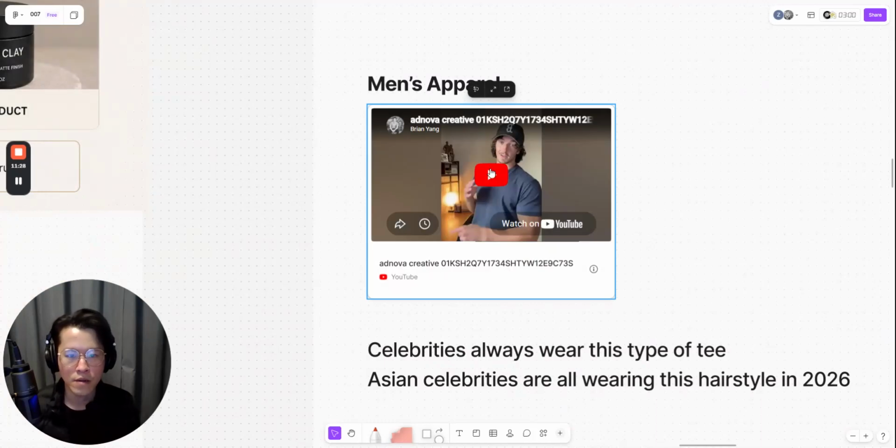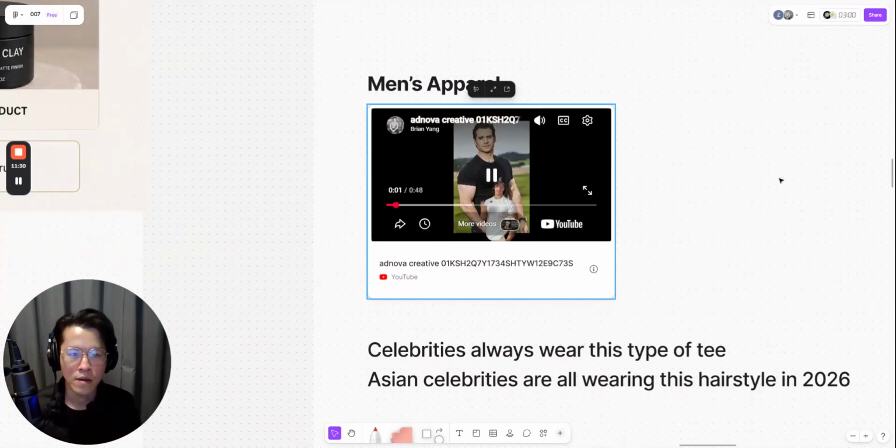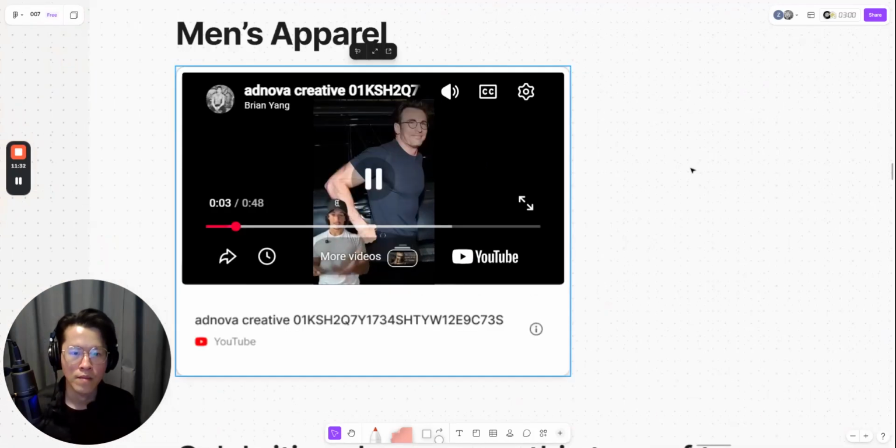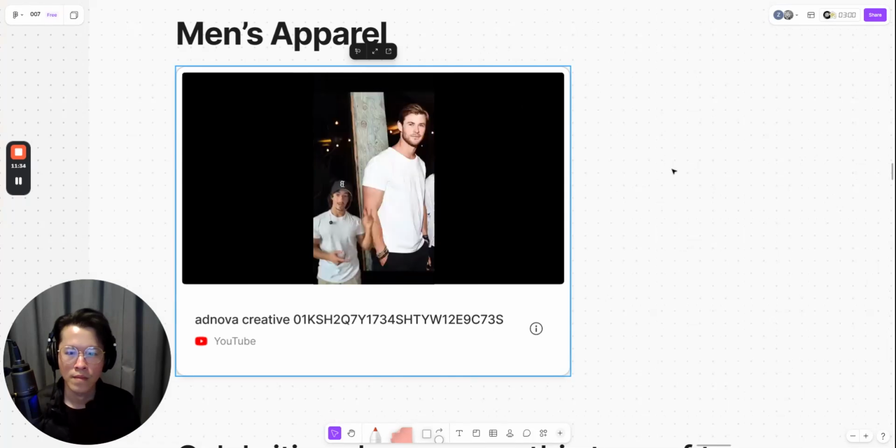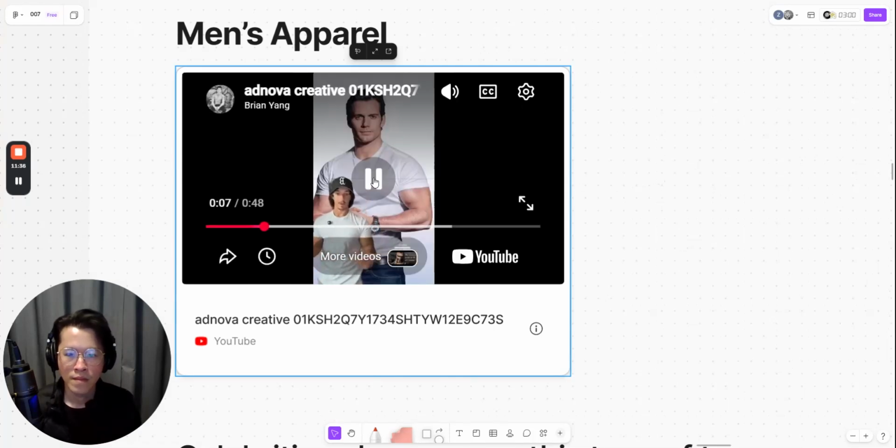Notice how every celebrity, and I mean every single one, is always wearing a tee that's tight on the arms and the delts, then it's loose on the body, and they never have logos.